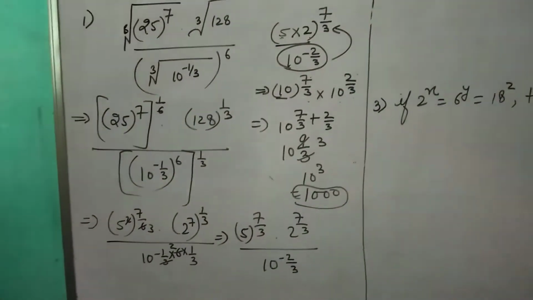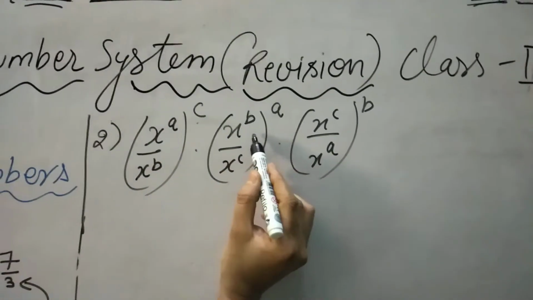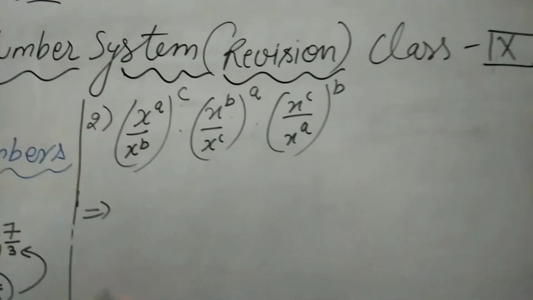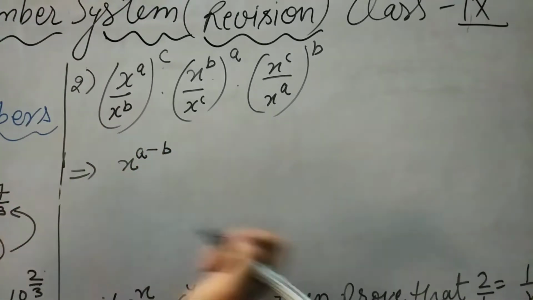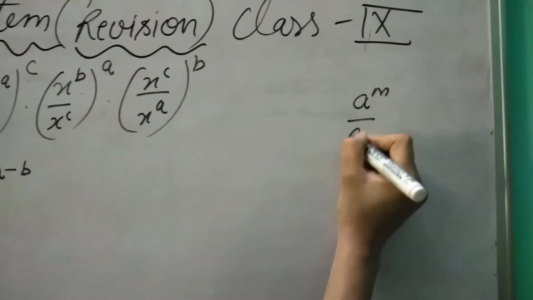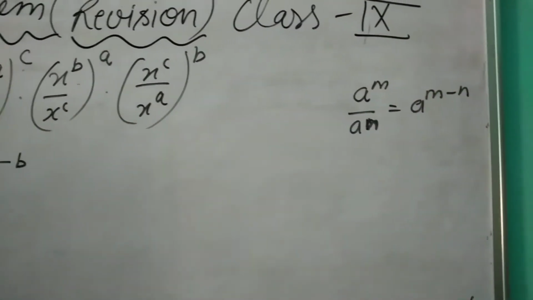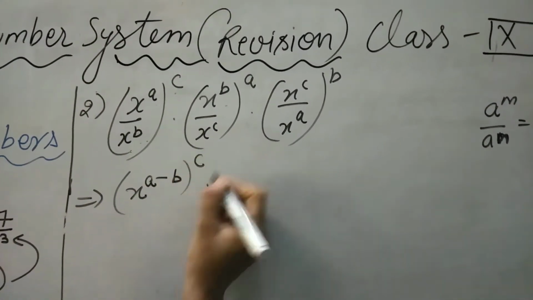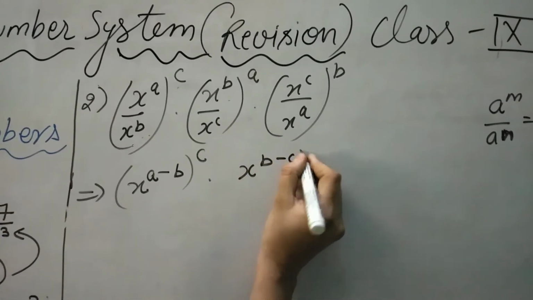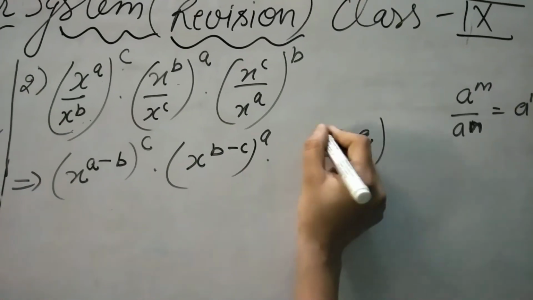The other question we have is (x^a upon x^b) whole power c, and similar terms. So we will solve this question. We can write it as x raised to the power a minus b, because if we have a to the power m and a to the power n, we can write a to the power m minus n, since both have the same base but are in division, whole power c. Similarly x to the power b minus c, whole power a, and x to the power c minus a, whole power b.